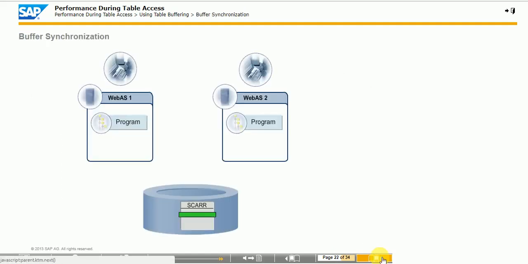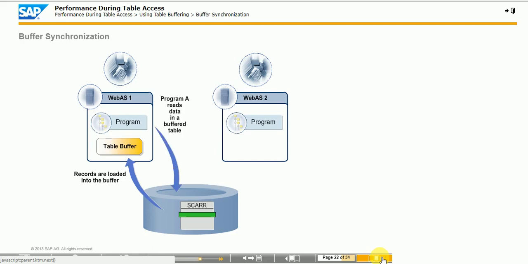The SAP system manages and synchronizes the buffers on the individual application servers. If an application program accesses data in a table, the database interface determines whether this data is located in the buffer of the application server. In this case, the data is read directly from the buffer. If the data is not in the buffer of the application server, it is read directly from the database and loaded into the buffer.